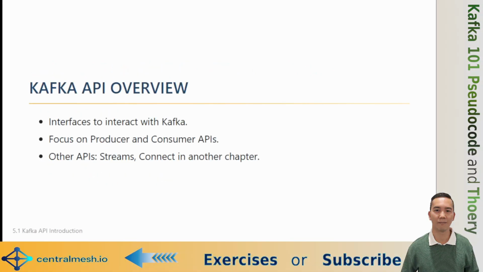Kafka APIs are how we communicate with Kafka. In this chapter, we'll dive into the producer and consumer APIs. These two are the core of Kafka's publish-subscribe model and data streaming capabilities. Other APIs like Streams and Connect will come later.